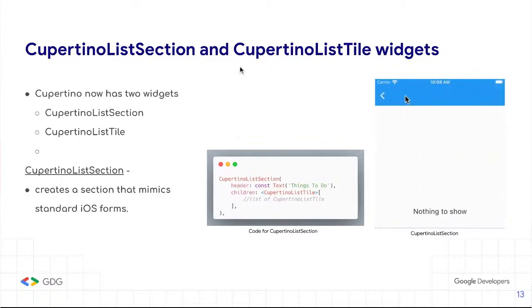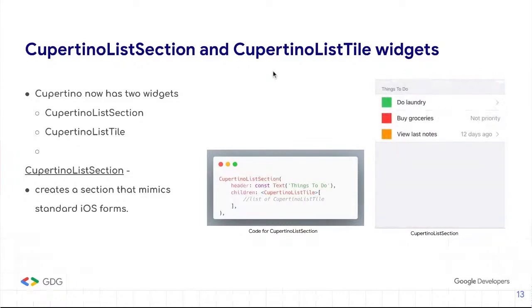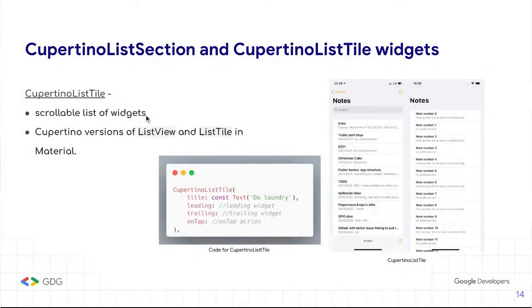So Cupertino list tile is again a new widget. It is from the iOS UI, and it is the same as the list tile in the material. So in the list style that we've been using, now we can mimic the iOS list style, which is the Cupertino list style. Basically a scrollable list of widgets. And you can also use them in the list view.